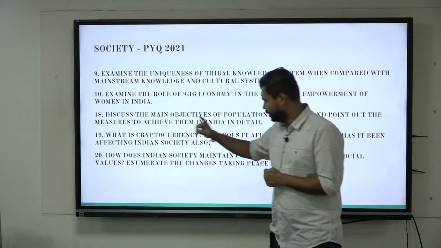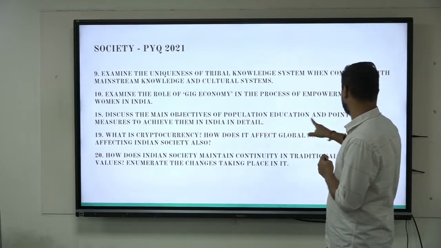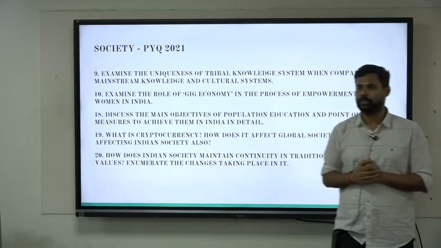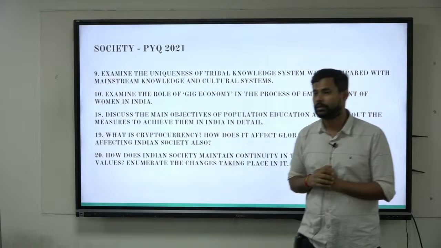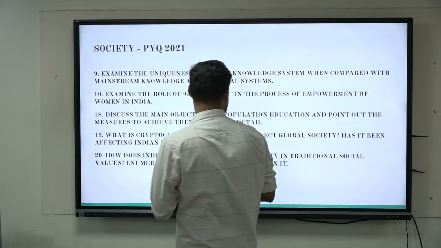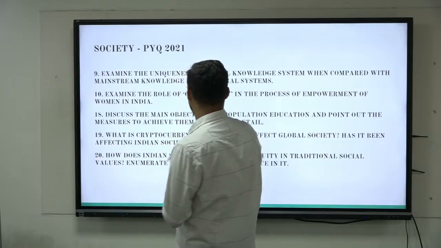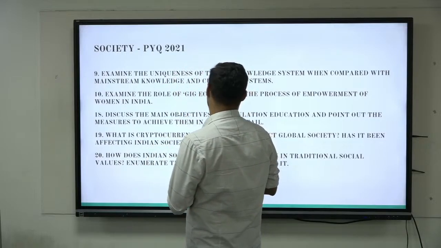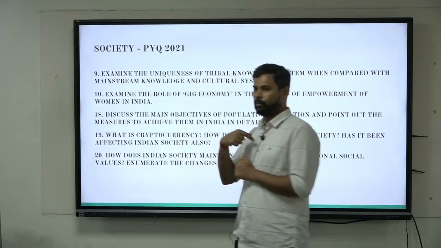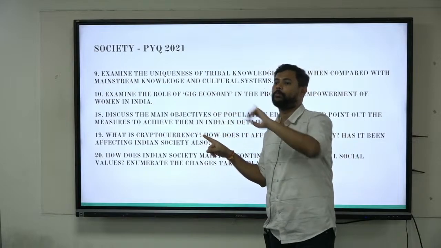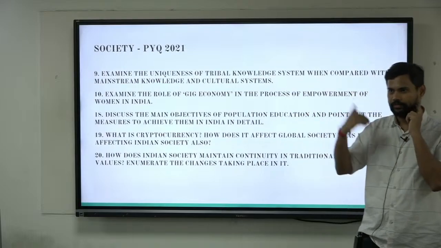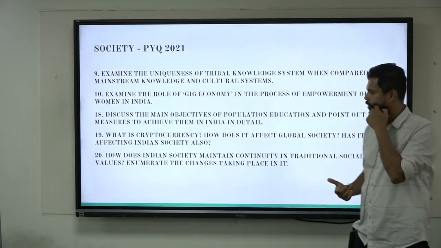Next, discuss the main objectives of population education and point out the measures to achieve them in India in detail. Population. There is a syllabus topic. Social empowerment? One of the objectives is definitely that, but they are getting this question from population. In the syllabus, there is a term called population, population-related issues, right? From there they are getting it. Okay, that's what I meant.